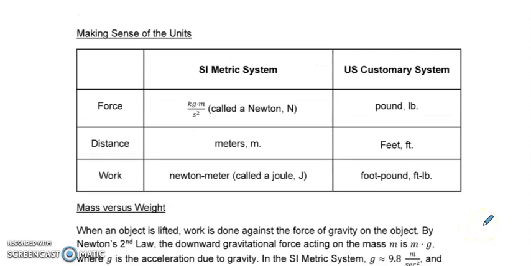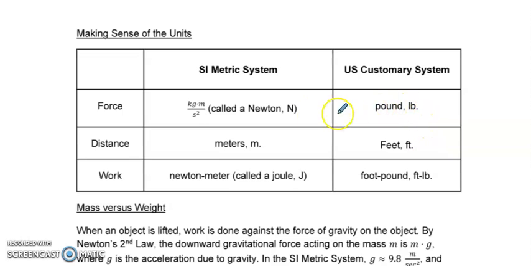So we have two different systems. We have the metric system and we have the US system using feet and pounds, etc. So in the metric system, force has the units of kilograms times meters divided by seconds squared, and we call that a Newton. We measure distance in meters. And the work, because work is, remember, force times distance, we have the Newton meter, which is kind of a complicated way of saying a unit. So we've renamed a Newton meter as a joule, and we abbreviate it with J.